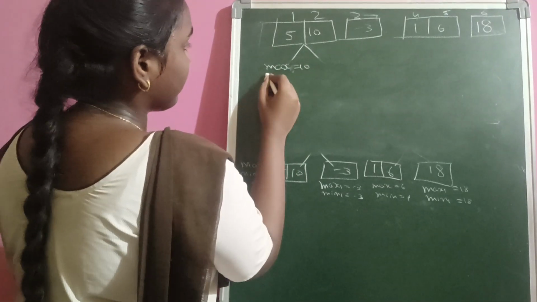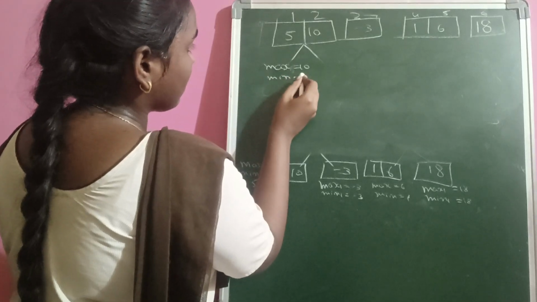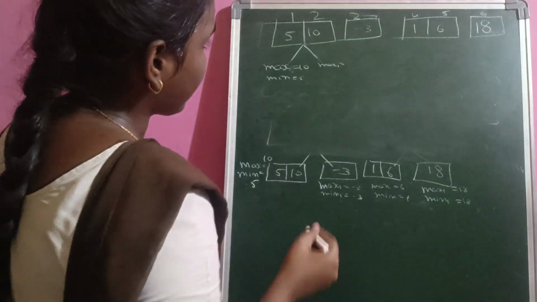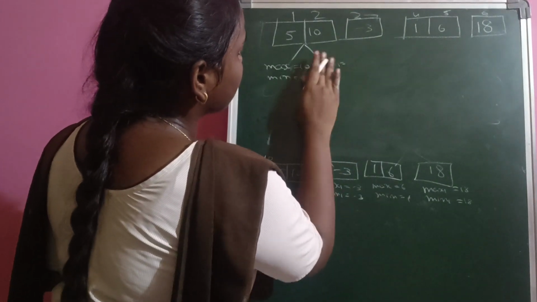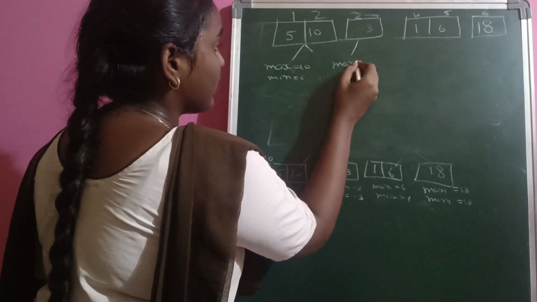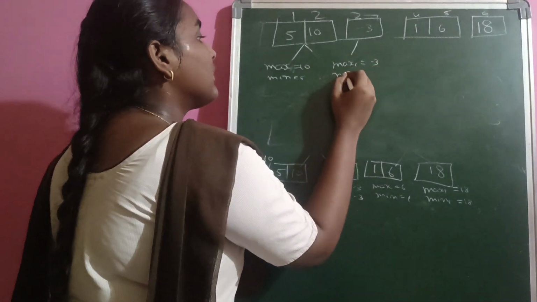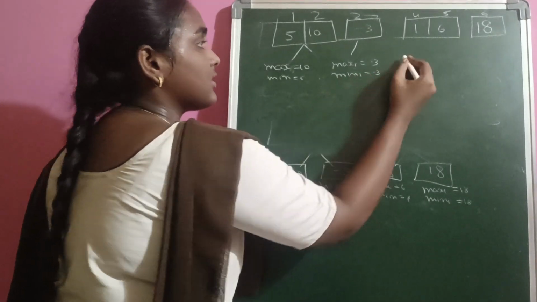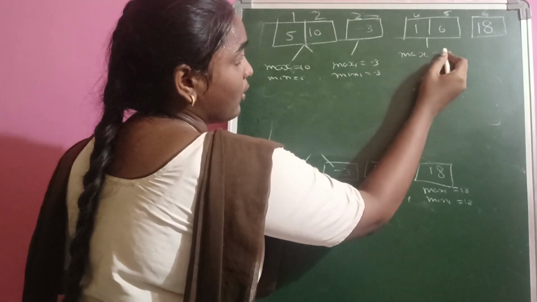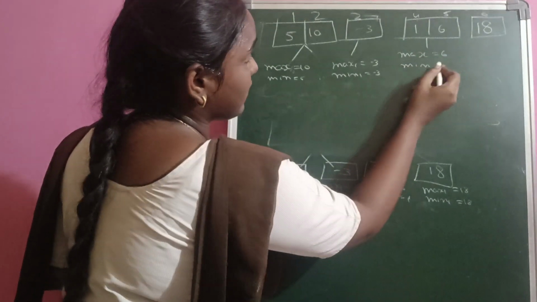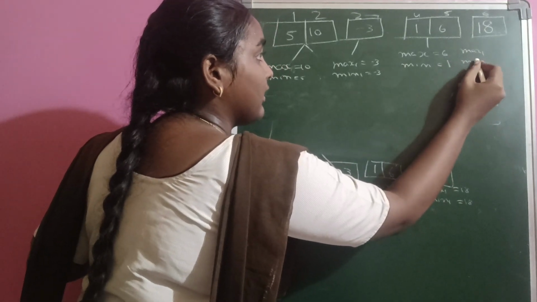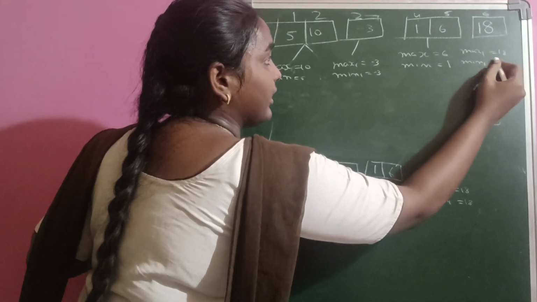Max is equal to 10, min is equal to 5. Max1 is equal to min1, which is minus 3. Max is equal to 6, min is equal to 1. Max1 and min1 are equal to 18.